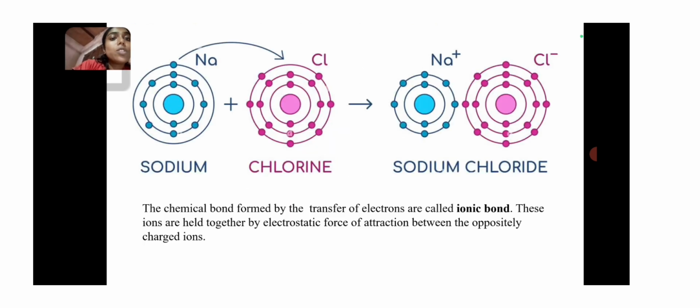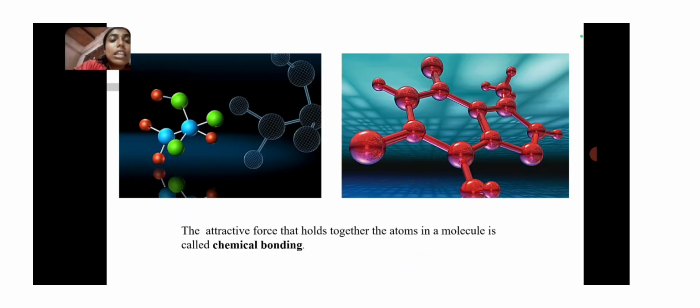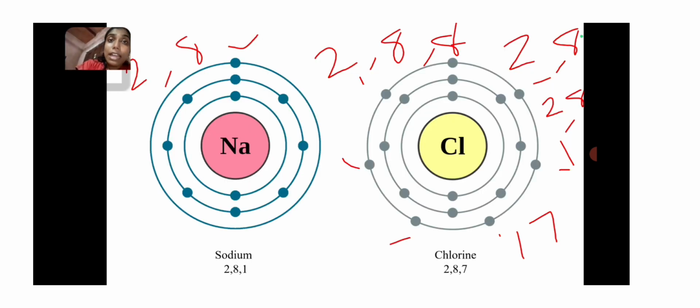In the case of atoms, the attractive force that holds the atoms together is known as chemical bonding. The outermost configuration of sodium is 2, 8, 1, and that of chlorine is 2, 8, 7. In order to attain stability, sodium has two options: either it has to lose one electron or it has to gain 7 electrons. It is easier for sodium to lose one electron and attain the octet configuration of 2, 8. In the case of chlorine, 2, 8, 7 is the electronic configuration, and it is easier for chlorine to gain one electron.